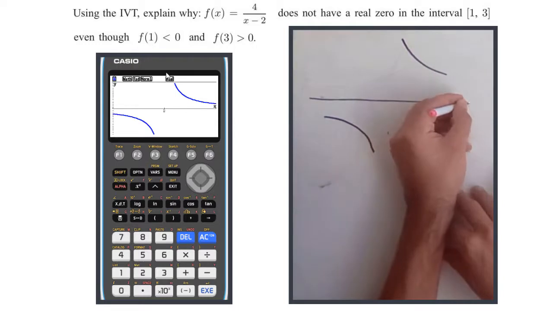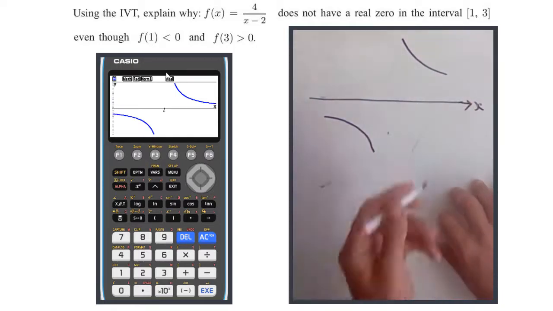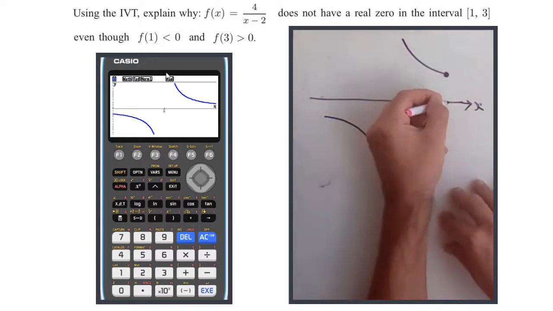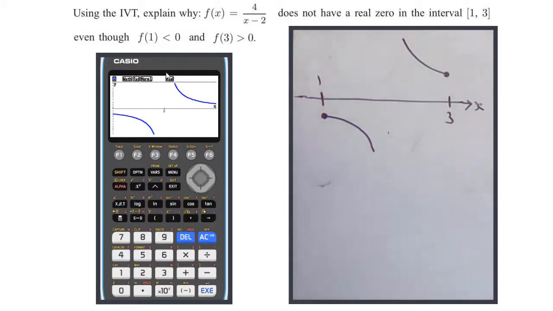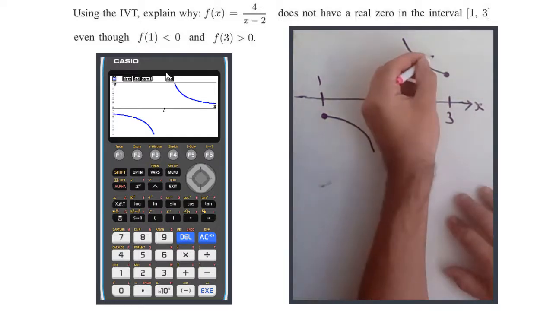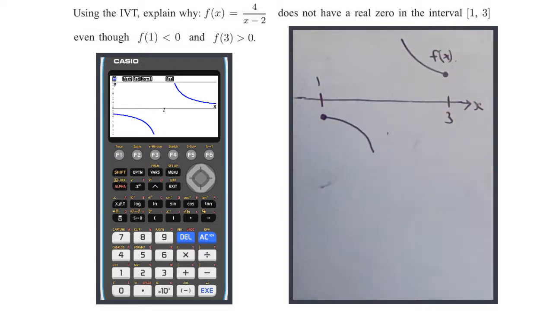That's the x-axis. The y-axis we can't see, it's over there. We have here, this is when x equals 3, and here is when x equals 1. So the y-axis would be somewhere over here, but it wasn't part of our interval, so that's fine. This is f of x. So the first thing to note is that the intermediate value theorem cannot be applied when the interval that you're trying to apply it on has a discontinuity in it.